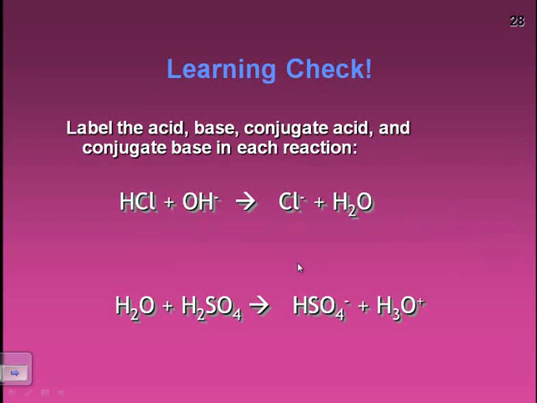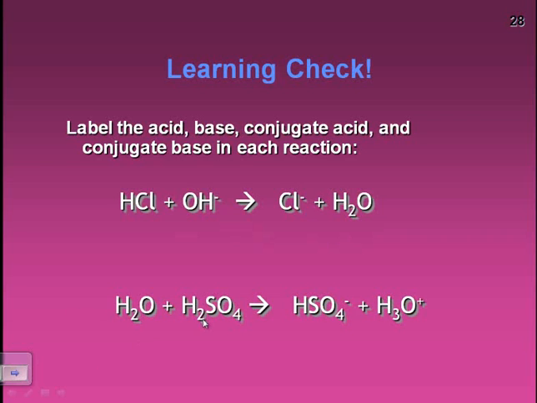Alright, so let's just take a look at these two. See if you can answer these and then unpause and come on back. So I have HCl. Clearly it loses an H plus, so it acts as an acid here. The OH minus picks up an H plus, so it's acting as the base. So this acid has a conjugate base. This base has a conjugate acid.